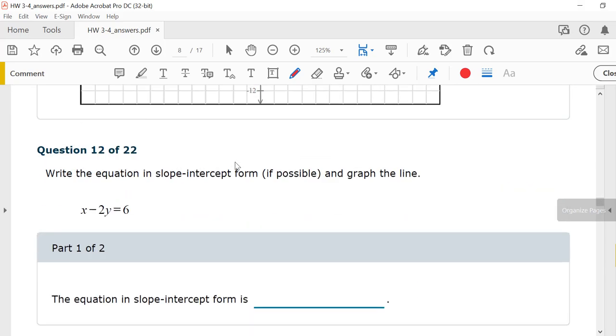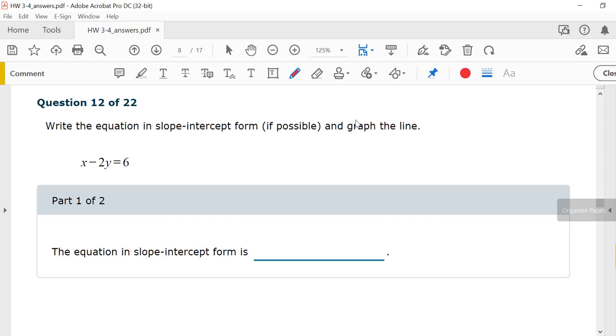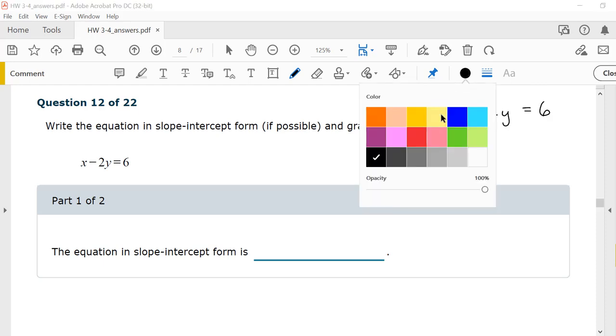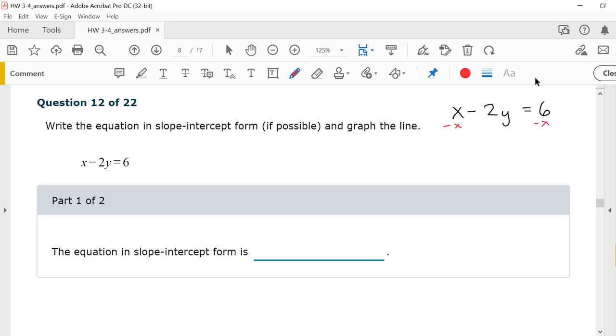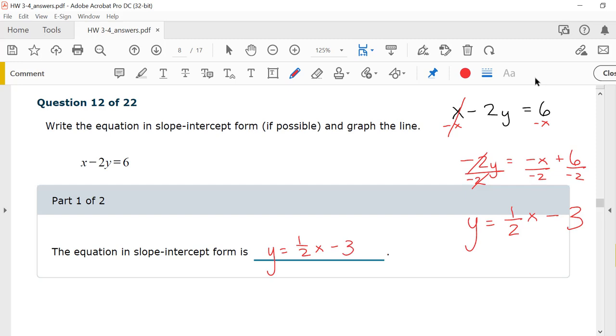Okay, next problem. Write it in slope-intercept form. My equation is x minus 2y equals 6. So I need to subtract x from both sides. -2y equals -x plus 6. Dividing everything by -2, I get y equals -1x over -2. -1 over -2 is just a half times x, plus 6 divided by -2 would be -3. So slope-intercept form is y equals 1/2 x minus 3.